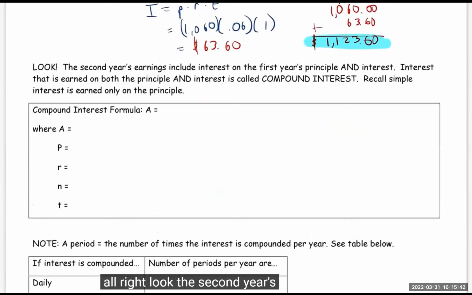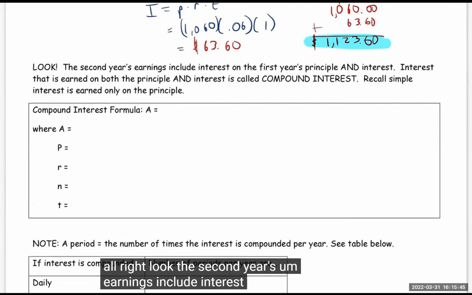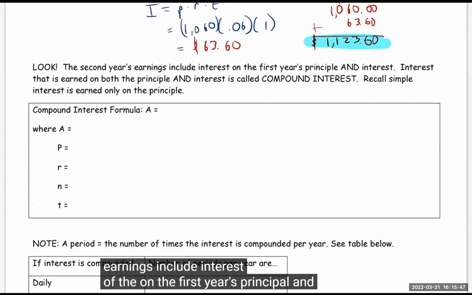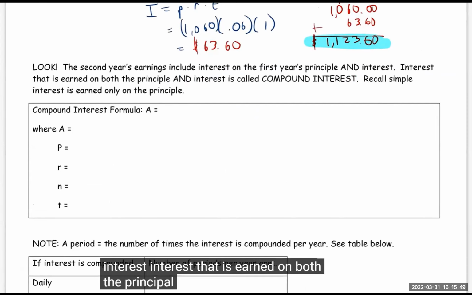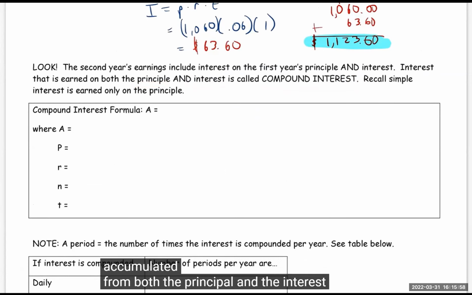All right, look, the second year's earnings include interest on the first year's principal and interest. Interest that is earned on both the principal and interest is called compound interest. So this is what we call compound interest. So it's interest that's accumulated from both the principal and the interest.